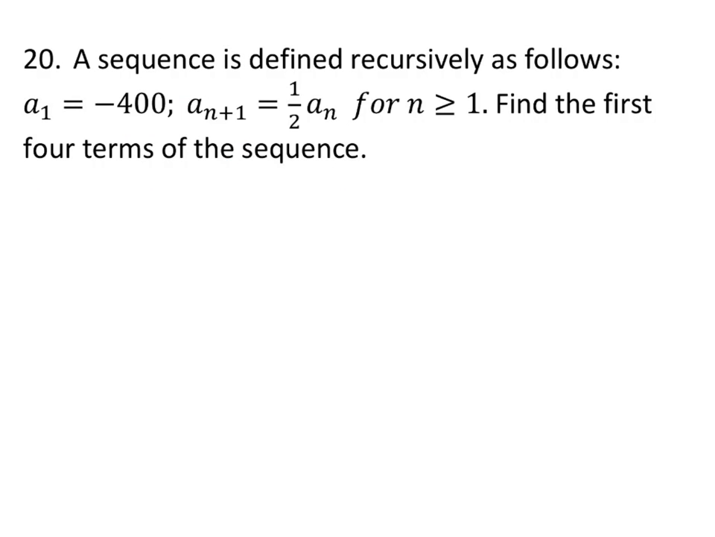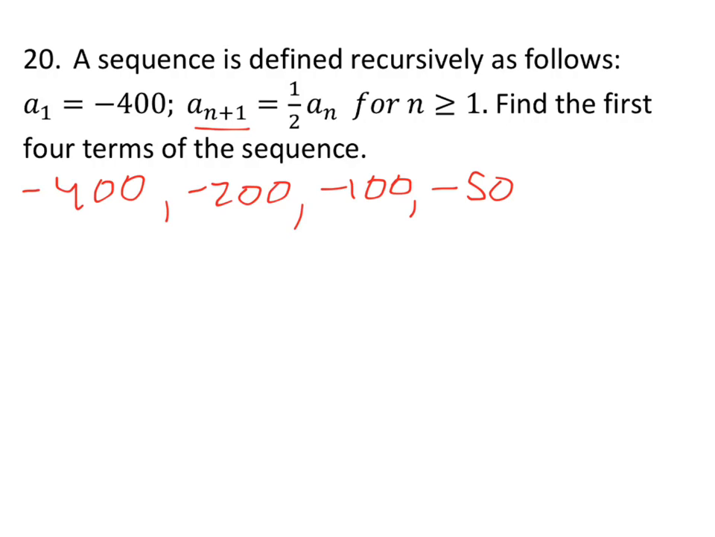20, recursively like so. There's your first term of your sequence, negative 400. You need to get the first 4 terms of the sequence. Every term is equal to 1/2 the previous one. So half of that's negative 200, half of that's negative 100, and half of that's negative 50. And there's our first 4 terms.